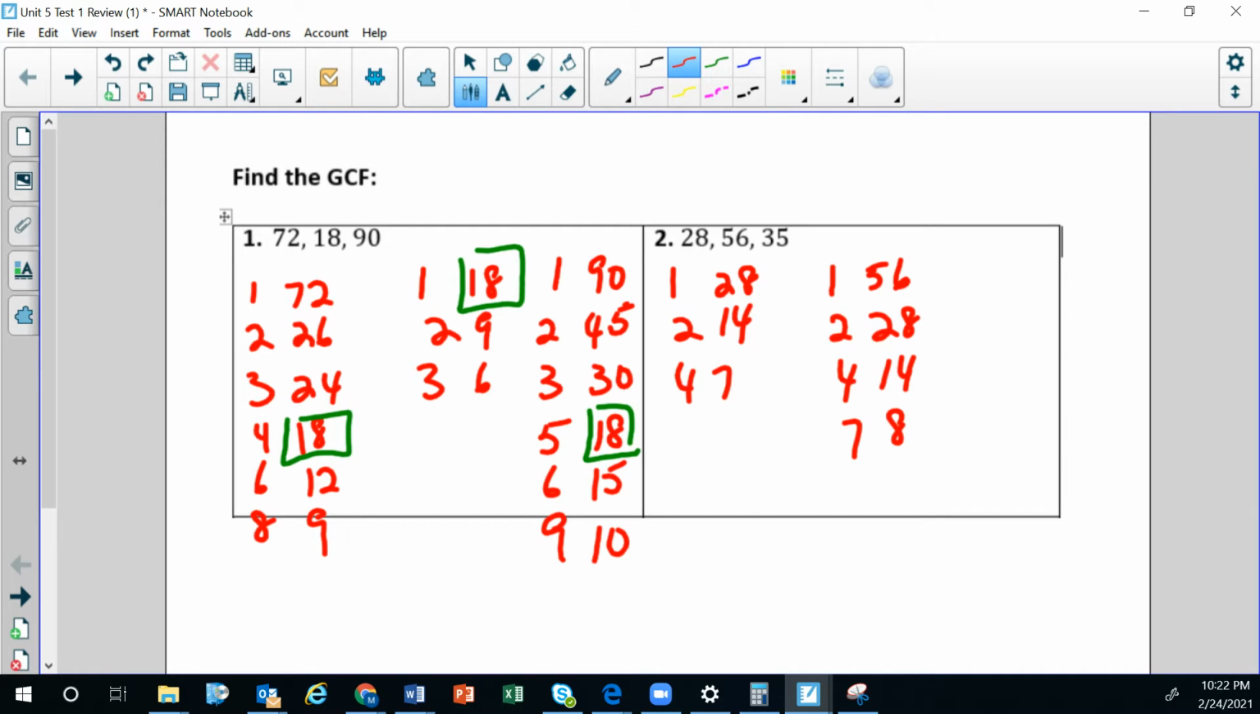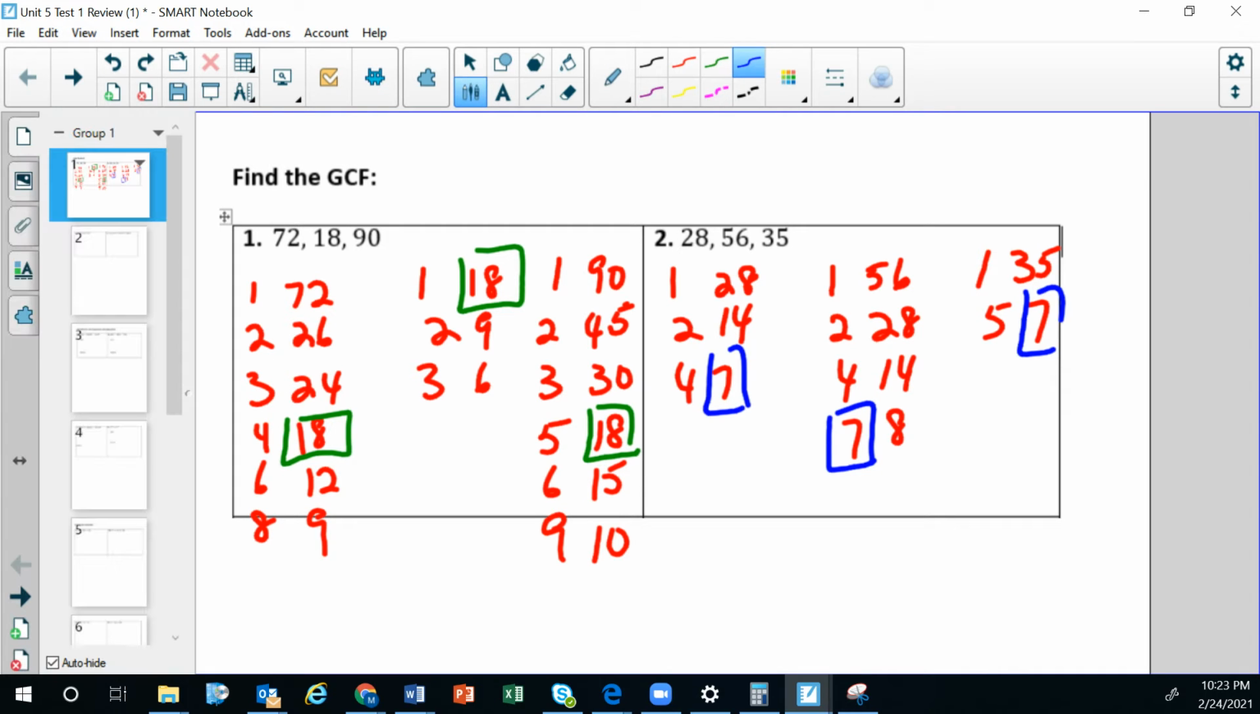And 35 is going to be 1 and 35, and 5 and 7. Yeah, that's it. Look at all the factors and see which one is the highest factor in all three. If you look, that's going to be 7. All right, so that's that one. Let's go on to number 3.